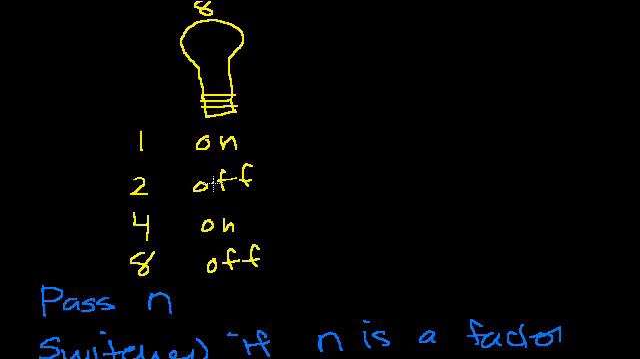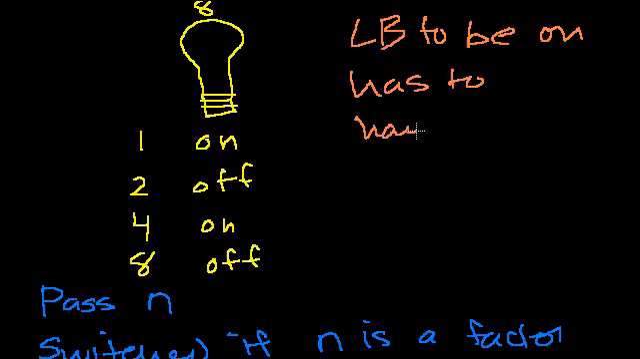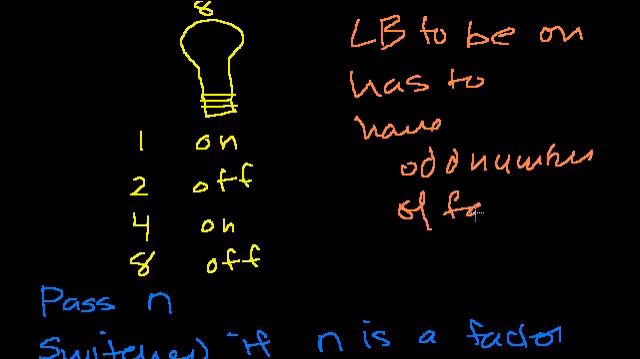And as you can see, in order for it to be on at the end, you have to have an odd number of factors. So that's an interesting thing. For a light bulb to be on, it has to have an odd number of factors. Now that's an interesting question. What numbers have an odd number of factors? And this is something that I think they should teach you in grade school, and they never do. But it's a really interesting kind of number theory. It's a simple one, but it's interesting to think about.